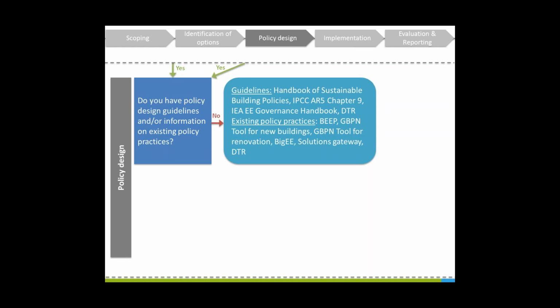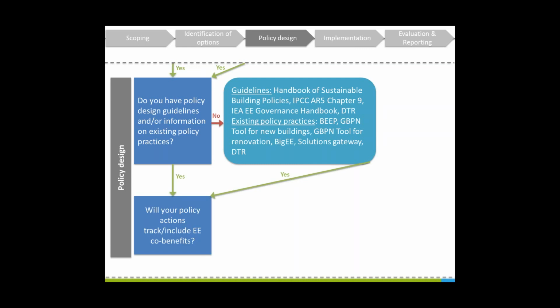For existing policy practices, there are a number of sources and tools available online: the IEA Building Efficiency Policy Database, as well as the Global Building Performance Network tools. They have two tools, one on new buildings and another one on existing buildings for deep retrofit programs. They contain a number of case studies and best practices which can inform policymakers on potential success stories and solutions which can be implemented in their jurisdictions.